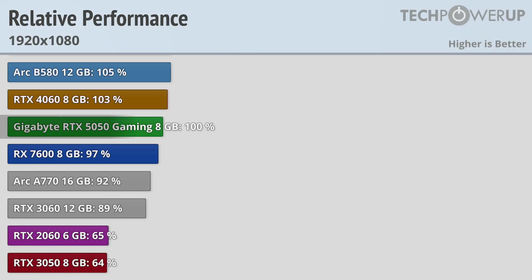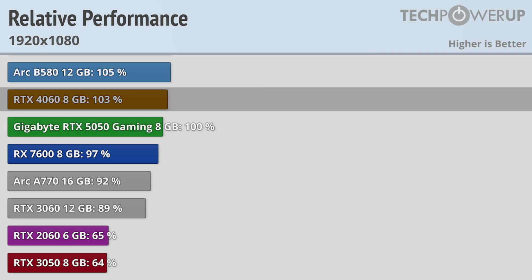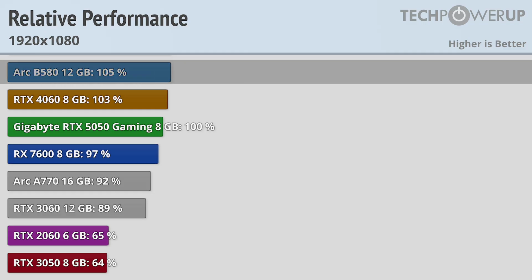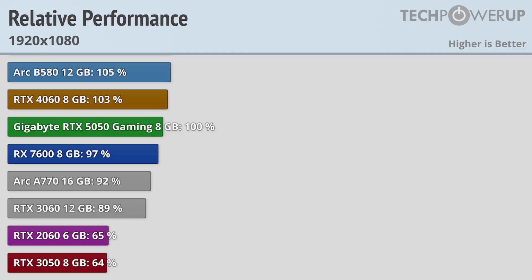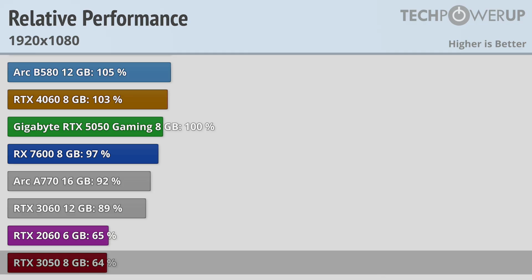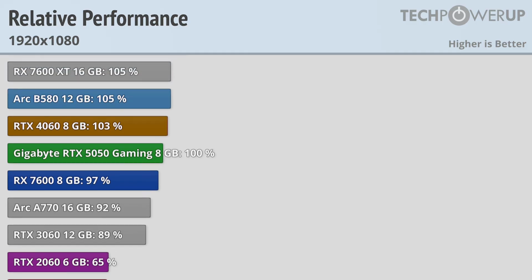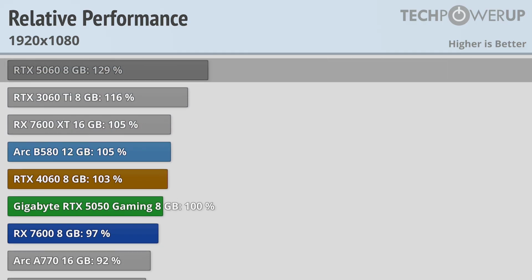At 1080p, the RTX 5050 comes in between the RTX 4060 and the AMD RX 7600. Coming in behind Intel's budget card, the Arc B580, though it is quite a bit faster than NVIDIA's last entry-level card, the RTX 3050, as well as the RTX 2060. The next fastest NVIDIA card, the RTX 5060, is 29% faster.